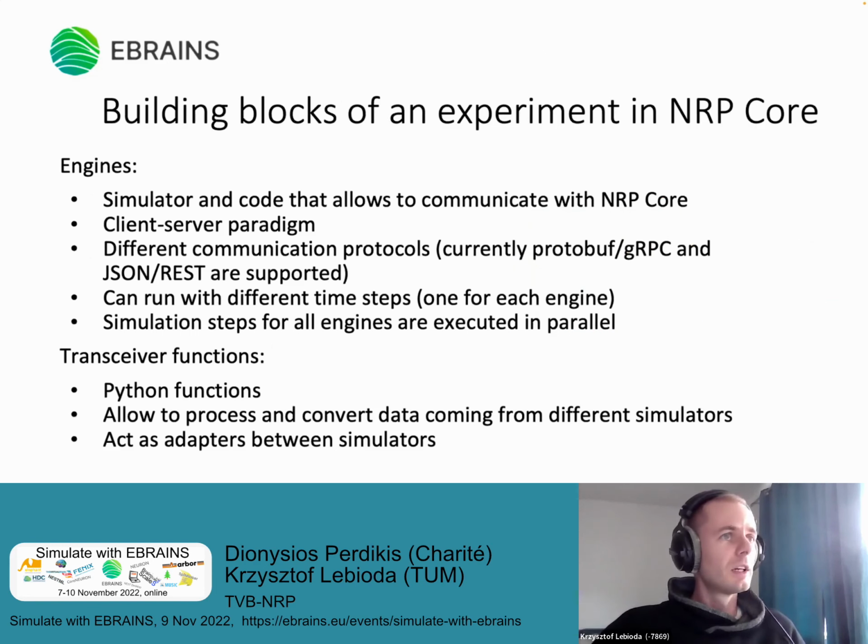Next, please. So the two main building blocks of an experiment in NRP are engines and so-called transceiver functions. One engine is a simulator of your choice and some code that allows it to communicate with an NRP core and basically to act as a service. We support different communication protocols between the client and the server. Currently, we have implemented protobuf over Google Remote Procedure Call and JSON over REST. And different engines can run at different time steps, and simulation steps for all engines are executed in parallel.